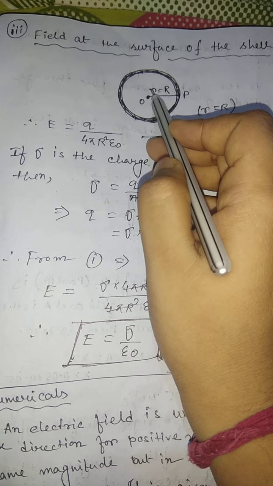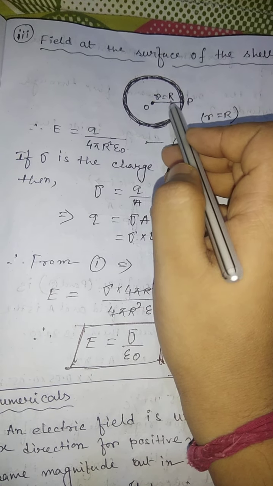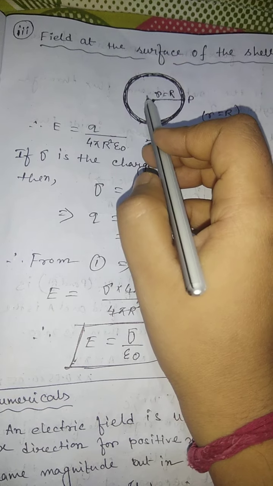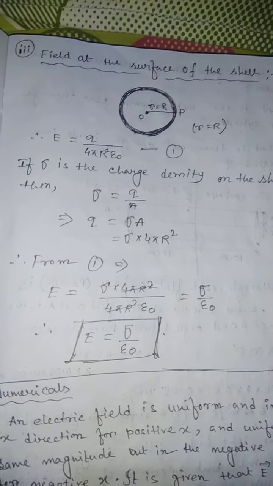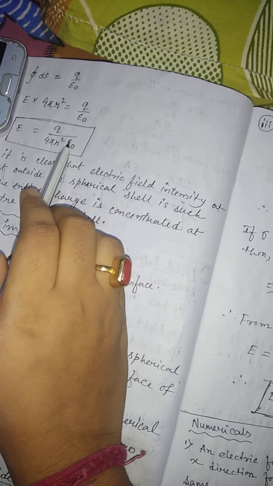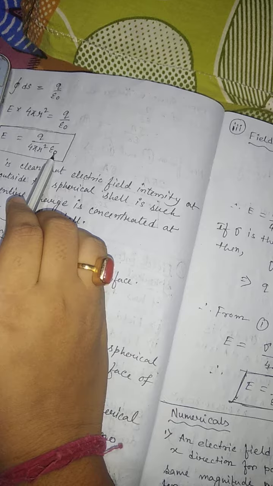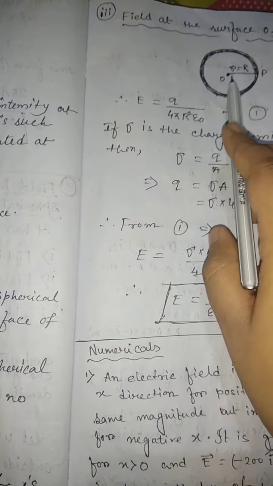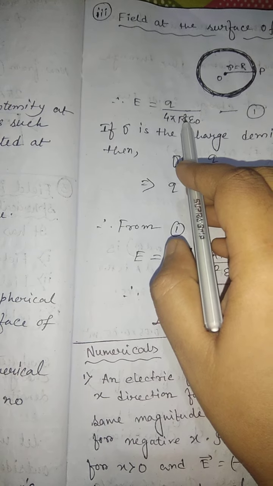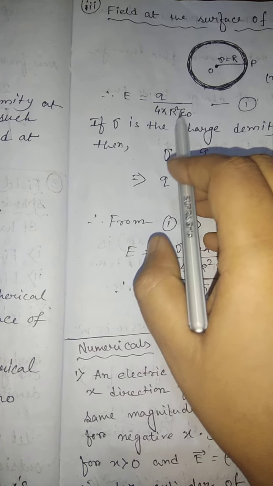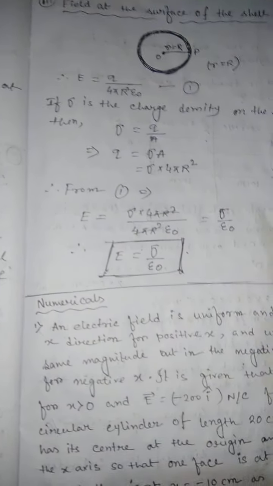Now here the distance capital R, that means the radius, and the distance from the center to that point P are the same, r equals R. So from the equation we got in the first case, E equals Q by 4 pi r square into epsilon naught, in place of small r, because r equals R, we write capital R. E equals Q by 4 pi R square into epsilon naught.